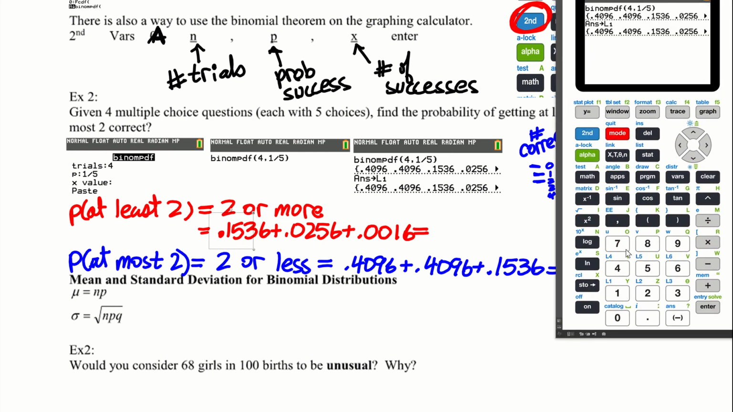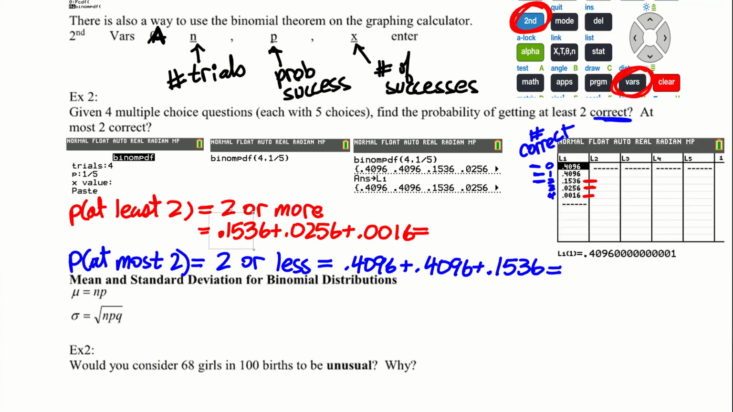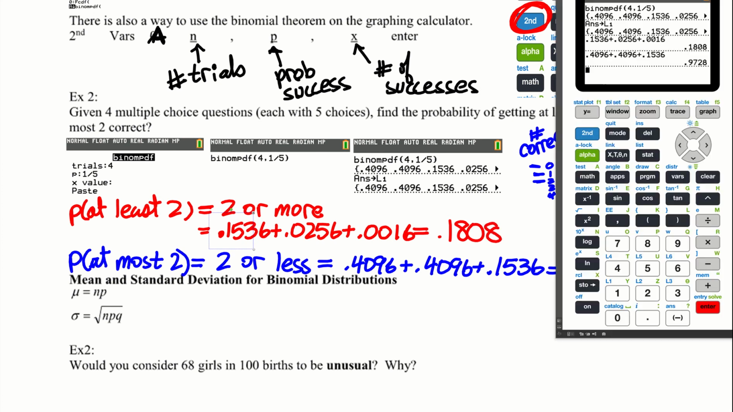So 0.1536 plus 0.0256 plus 0.0016. Then 0.4096 plus 0.4096 plus 0.1536. So these are our two probabilities, 0.1808 and 0.9728.